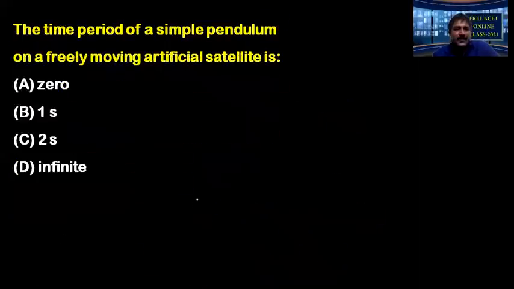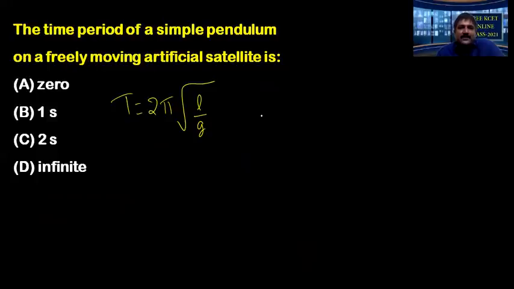The time period of simple pendulum on a freely moving artificial satellite is. So time period we know it is T equal to 2 pi into root of L by G, where L is the length of the pendulum and G is the acceleration due to gravity at that point where it is oscillating. Now, freely moving artificial satellite or a freely falling lift or a space shuttle where the simple pendulum experiences weightlessness and the value of G is taken as 0.